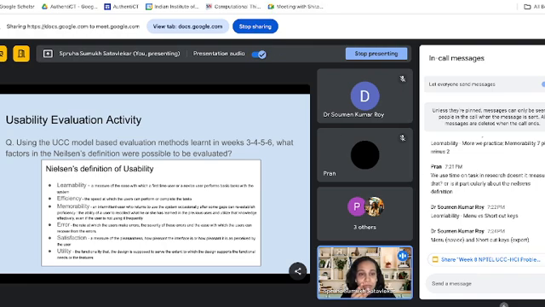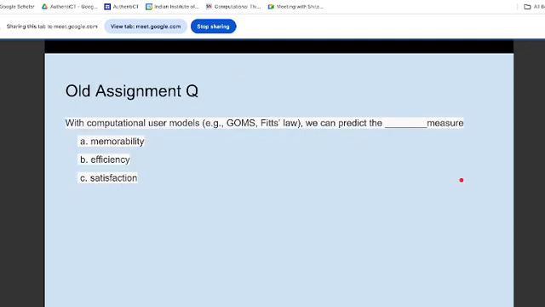Okay, now we will go to the next part. So here's an old assignment question.